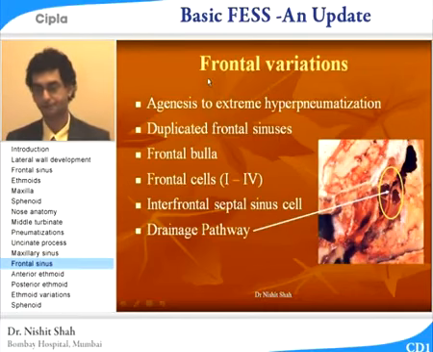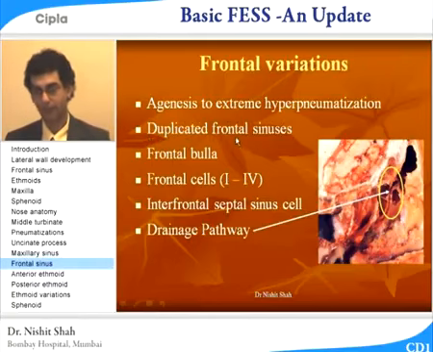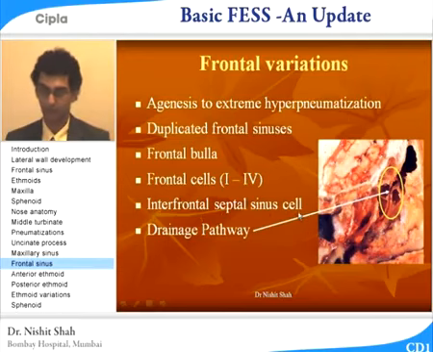Variations of the frontal sinus may be from there being no development of the frontal sinus itself, to a very pneumatized frontal sinus. Very rarely there can be a duplicated frontal sinus, and there's one article which even says there were four or five frontal sinuses. If there is development of one of the frontal recess cells into the frontal sinus, then you can have formation of the frontal bulla cell. And of course we'll discuss this in detail when we talk of frontal cells and how we differentiate them as type 1 to type 4. The interfrontal septal sinus cell is also a different variation.